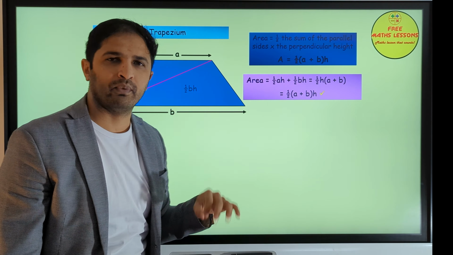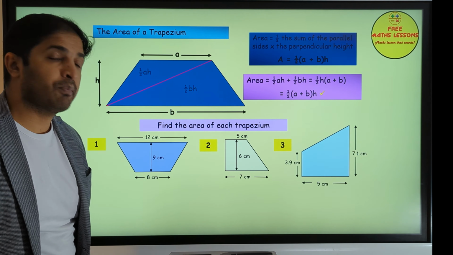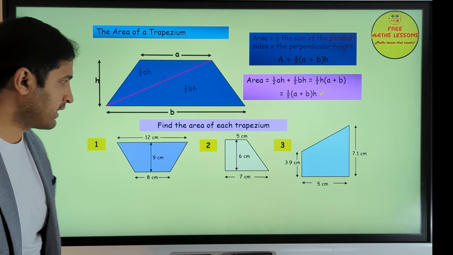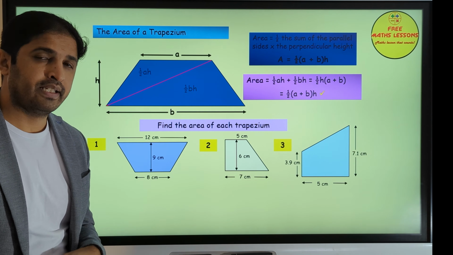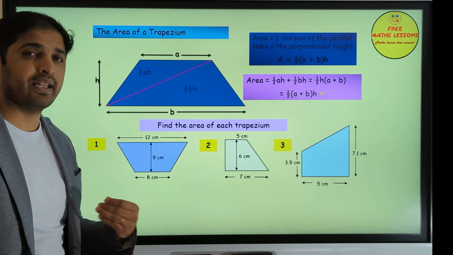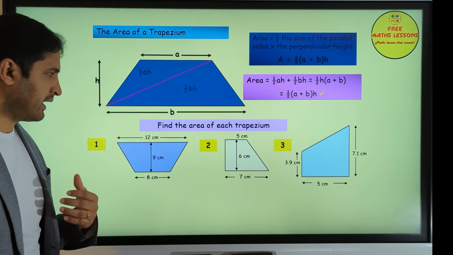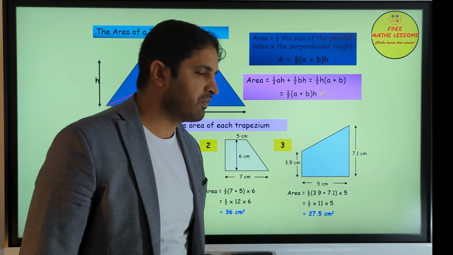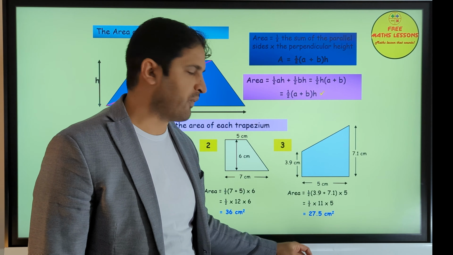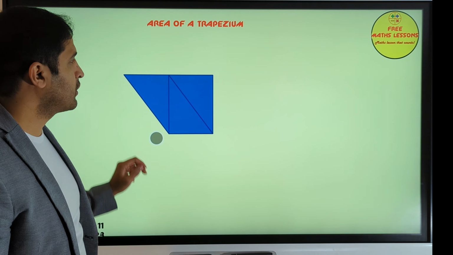Okay, so same thing. Have a go at these three trapeziums. Pause the video and when you're ready, press play. Okay. Add the parallel lines and then multiply by the height and half it. Or half the parallel lines and then multiply by the height and then you get the answer. This is the one where we can't half it beforehand, otherwise you can for the majority of cases.